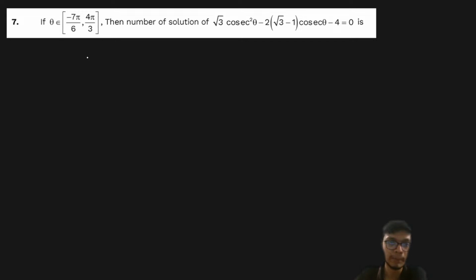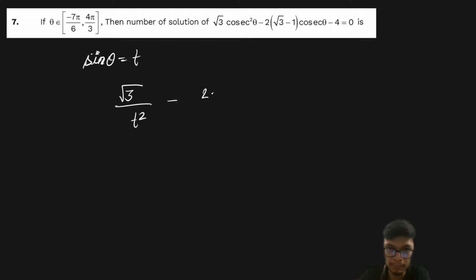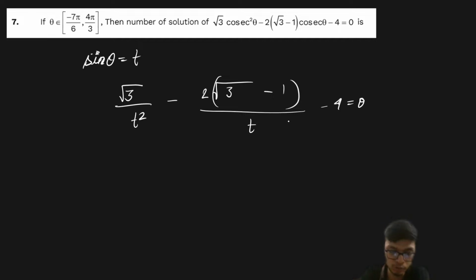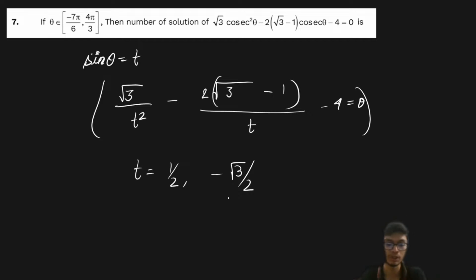by assuming sine theta as some variable t. By assuming sine theta as some variable t, the solution is going to look like root 3 t square minus 2 times of root 3 minus 1 divided by t minus 4 is equal to 0. So on solution of this particular quadratic equation in t, we are going to get the result as t is equal to 1 by 2, and one of the t values is going to be minus of root 3 by 2. Right. So therefore, for t is equal to 1 by 2, that basically means sine theta is 1 by 2.